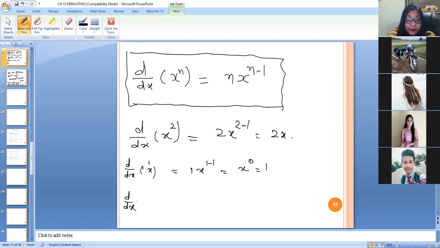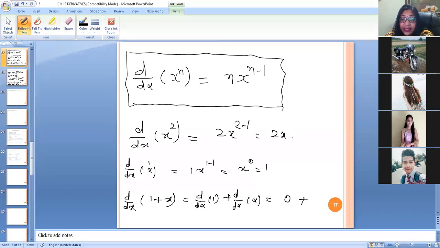Derivative of 1 plus x is equal to derivative of 1 plus derivative of x. Derivative of 1 means derivative of a constant term, you will directly write 0. Derivative of x means 1. Right? So with practice, you will come to know how to write the derivatives quickly.